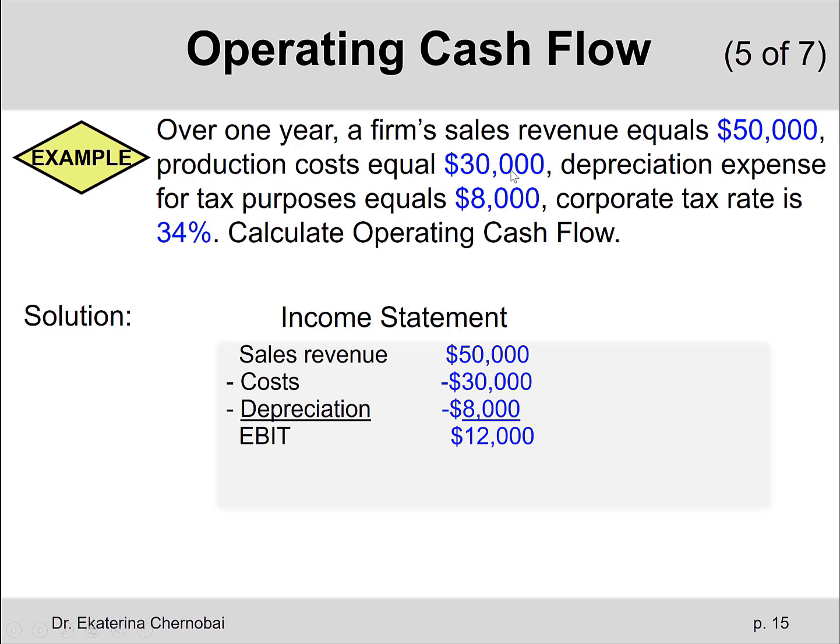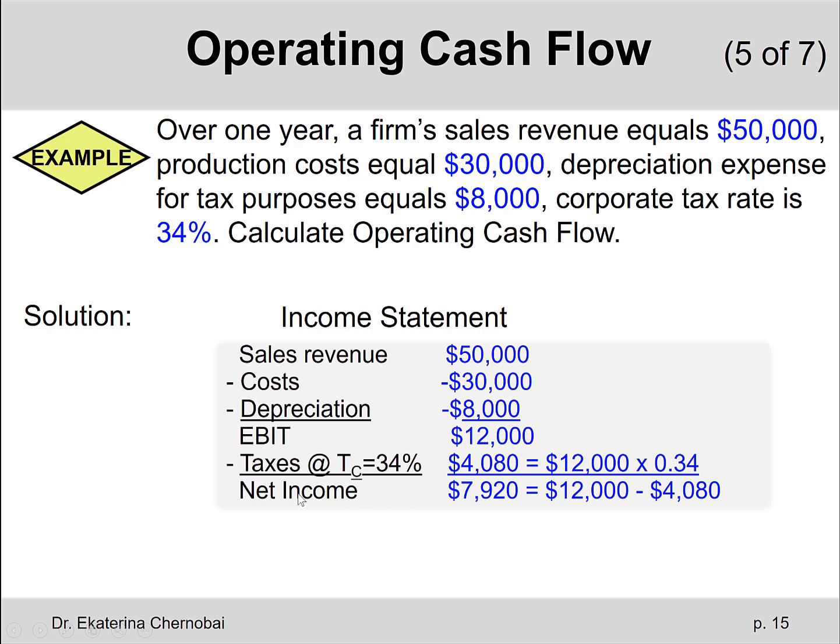Then we need to subtract the tax amount. We are given a 34% corporate income tax rate. If we multiply 34% by the taxable income, which is the EBIT of $12,000, we would get $4,080. After subtracting $4,080 in taxes from the taxable income of $12,000, we get the net income equal to $7,920.